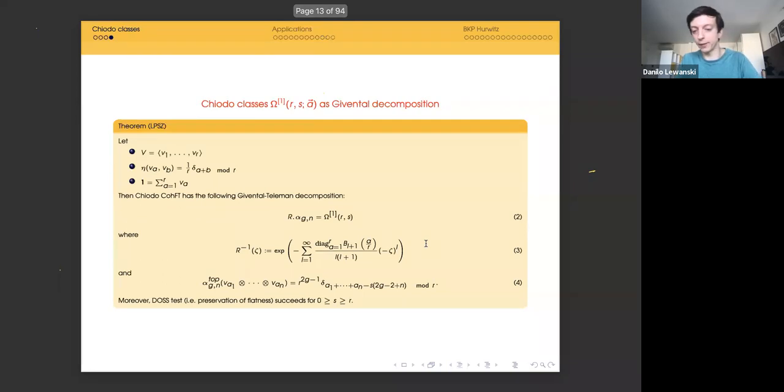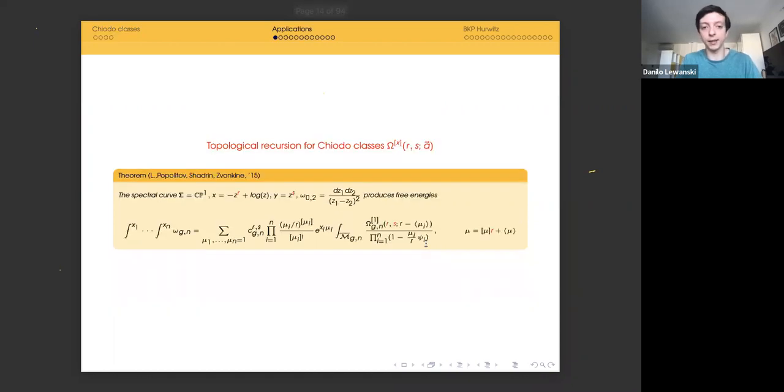So we know several things of this class. This is part of the point. We know its Givental decomposition, so we can do many computations with it. And in particular, we can relate it to topological recursion because of Dunin-Barkowski, Norbury, Orantin, Popolitov, Shadrin theorem. And the statement is that if you take the spectral curve given by x equal to minus z to the power r plus log of z, and y is z to the s, and as a Bergman kernel omega 02, you take the canonical one, you run topological recursion, this parameter r and s, and you expect that this parameter r and s are related to Chiodo parameter r and s, and in fact, this is the case.